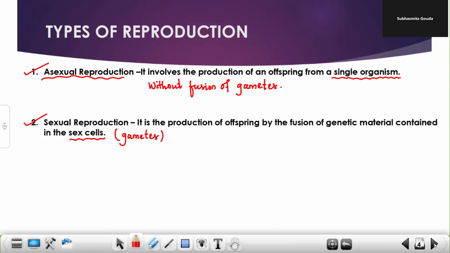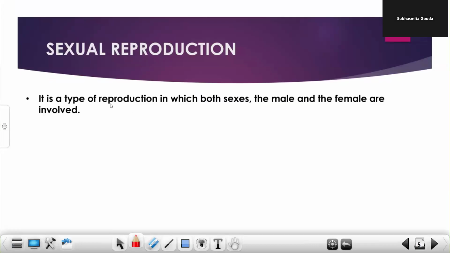Sexual reproduction is the type of reproduction in which both sexes are involved, both the male as well as the female. As a result, there is fertilization, meaning the male and the female gamete unite to form a zygote. Here I take a male gamete and a female gamete. When these both combine, they form a zygote. Then the zygote further develops into the organism.